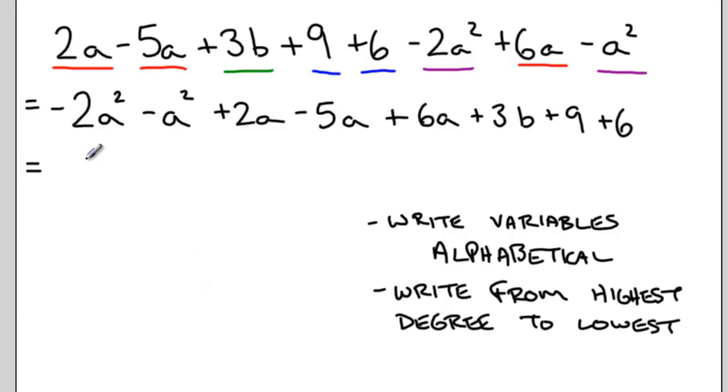And now I add each like term together by adding the coefficients. So negative 2, take away one more would be negative 3a squared. 2, take away 5 would be negative 3, plus 6 would be positive 3a. I have no other terms to add to the 3b term, so it just stays the same. And then I add 9 and 6 together to get 15.